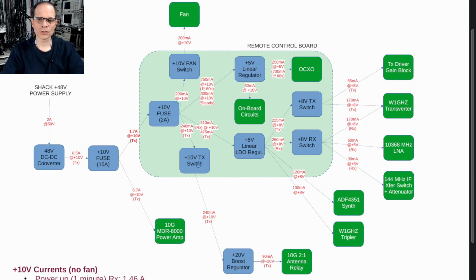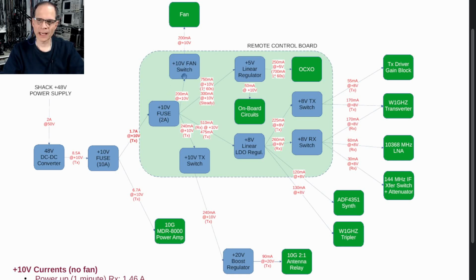Another 10 volt consumer is the coaxial antenna relay. I use a 24 volt relay, so I had to add a boost regulator that produces 20 volts, which is enough to switch that relay. So I send 10 in, it produces 20 out. It's a small little board. I use the same thing in the previous system. And on 10 volts, it will draw 240 milliamps, but that's only in transmit.